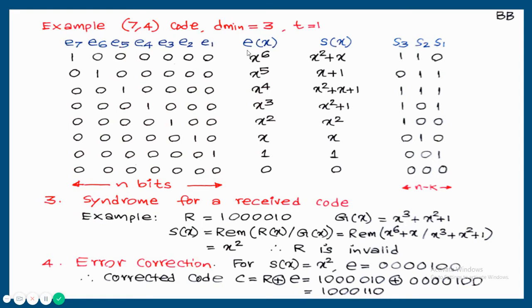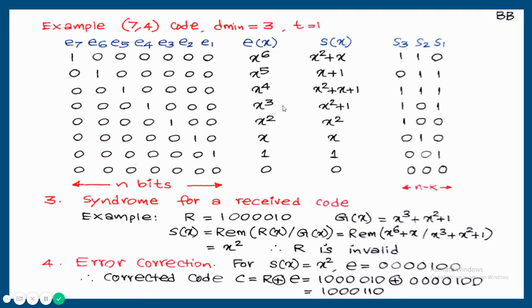Then S of x is the remainder of this E of x divided by G of x. For this example, G of x is x cube plus x square plus 1. So x raised to 6 divided by x cube plus x square plus 1 gives the remainder x square plus x. That x square plus x is written in terms of ones and zeros as 1, 1, 0: x square, x, no 1. The second syndrome polynomial is calculated from the error polynomial x raised to 5 divided by G of x. The remainder is x plus 1. Corresponding bits are written here. Then x raised to 4 divided by G of x, the remainder is here, and corresponding bits are here.